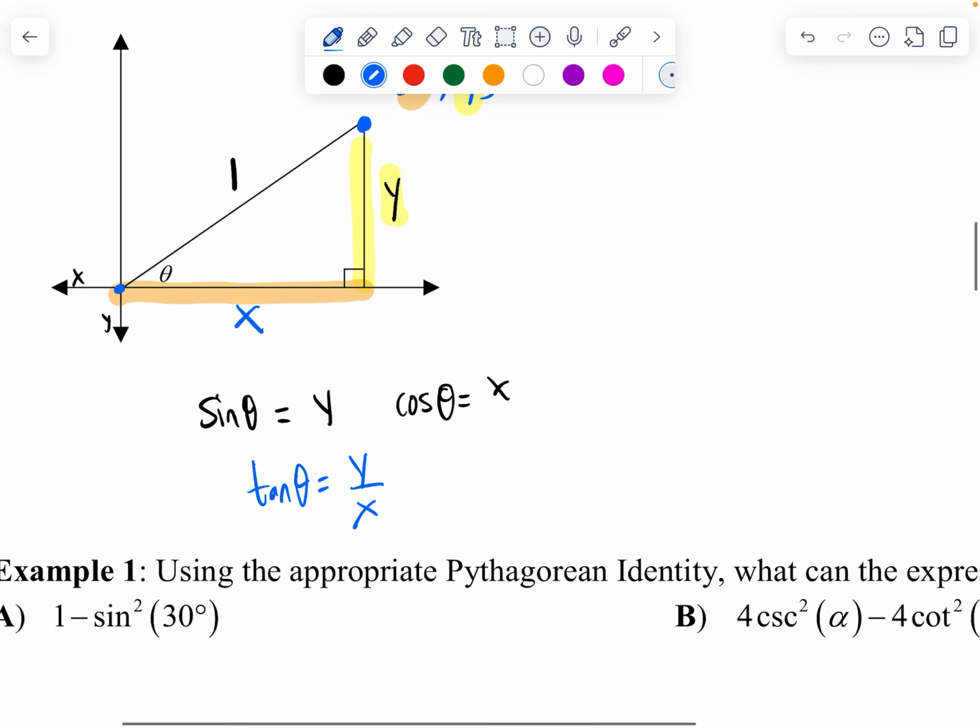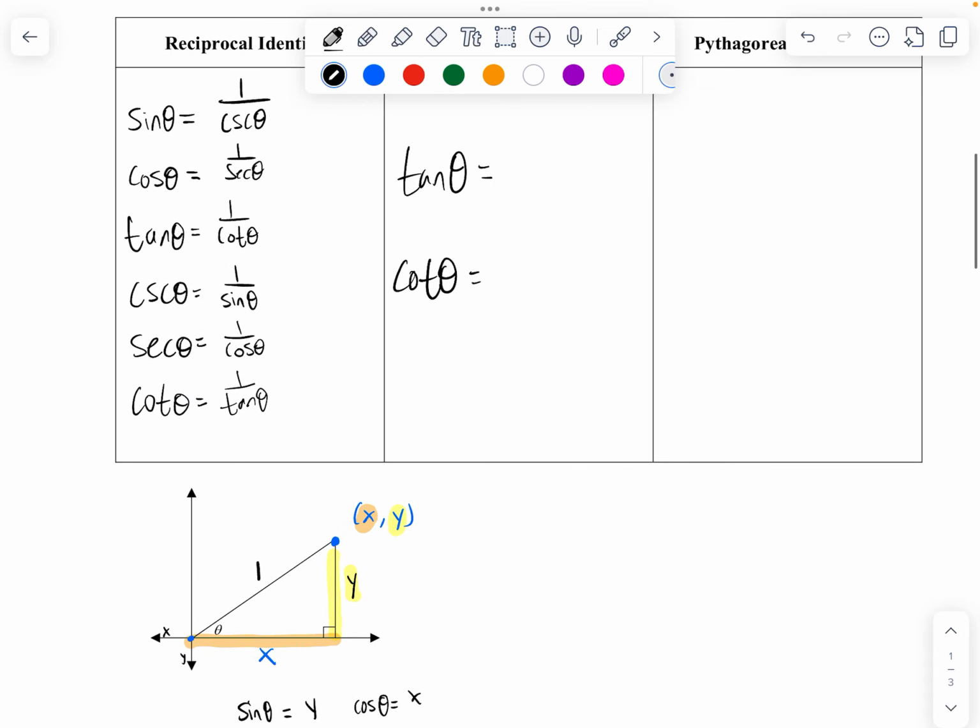The reason it's significant to have these ones is that we know the y is essentially sine, and the x is essentially cosine. And this is where we get what we call the quotient identities: tangent can be written in terms of sine and cosine. It's sine over cosine. Cotangent, as our reciprocal identities tell us, we can just flip that and we get cotangent. All right, not too bad.